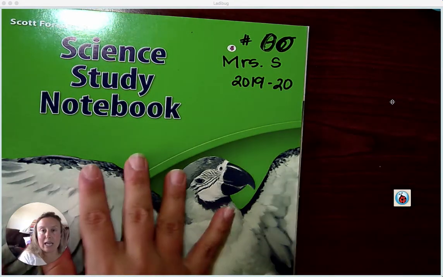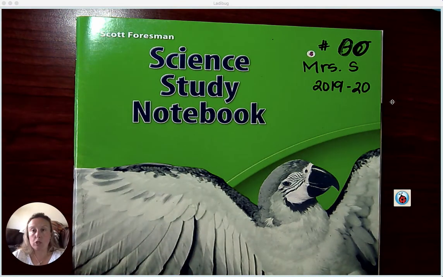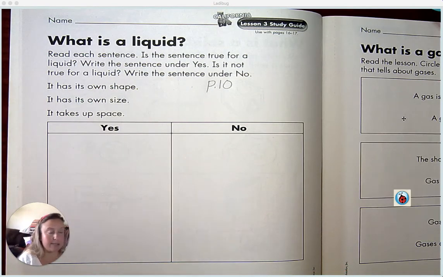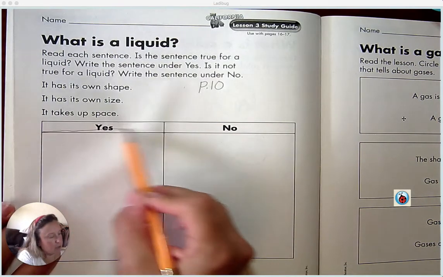I'd like you to take out this book now, and I'm going to tell you what page to open to in just a moment. Okay, please take out that science study notebook, that green one, and please open to page 10. So you should pause me now so that you can do that. Okay, so here we have a T-chart. You can tell it's a T-chart because it looks like a T.